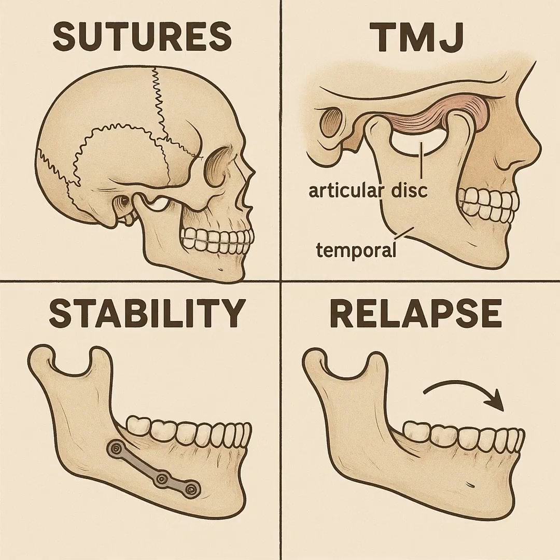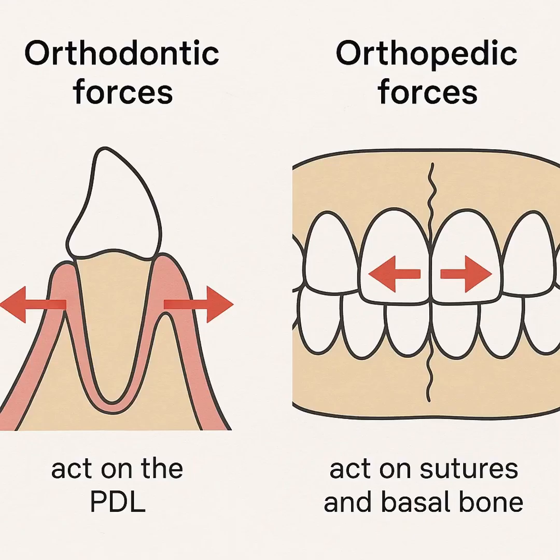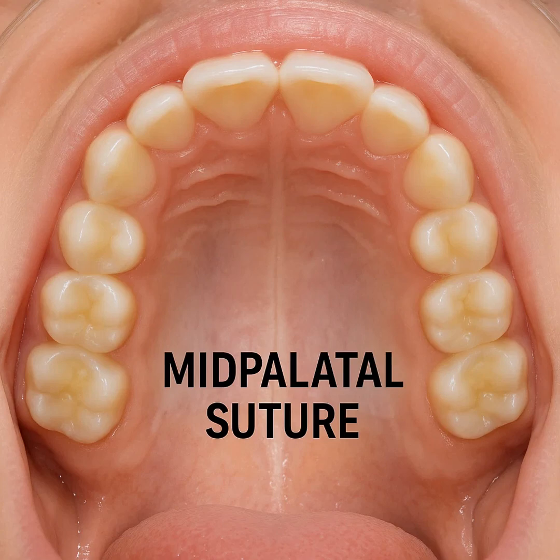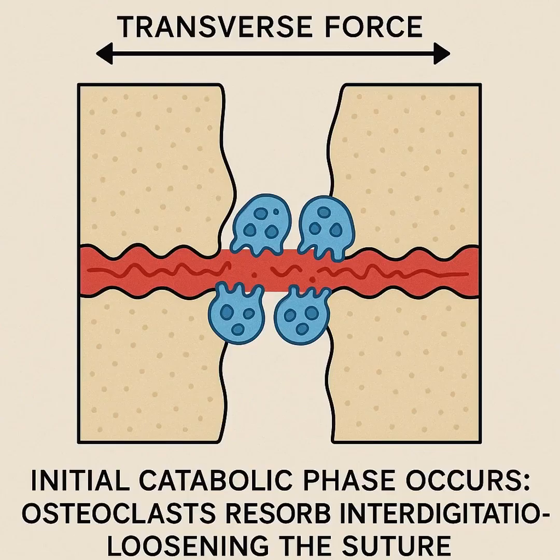Sutures, TMJ, stability, and relapse. Orthodontic forces act on the PDL. Orthopedic forces act on sutures and basal bone. Let's start with sutures. The mid-palatal suture in children is broad and relatively straight, under transverse force. An initial catabolic phase occurs. Osteoclasts resorb interdigitations, loosening the suture.